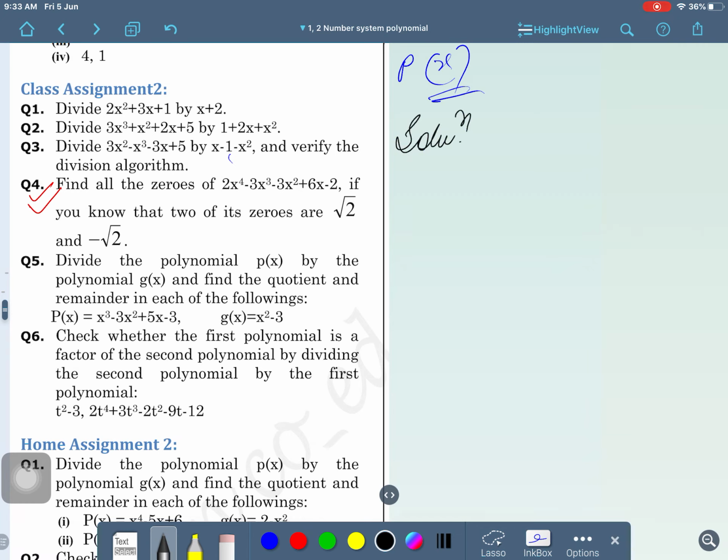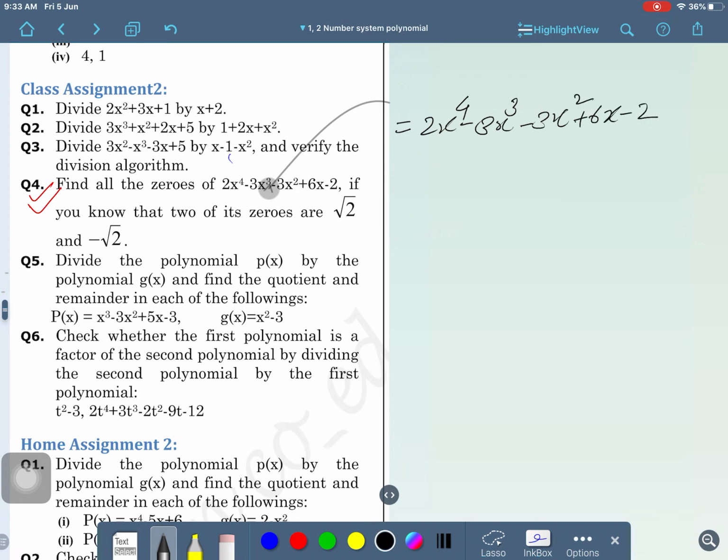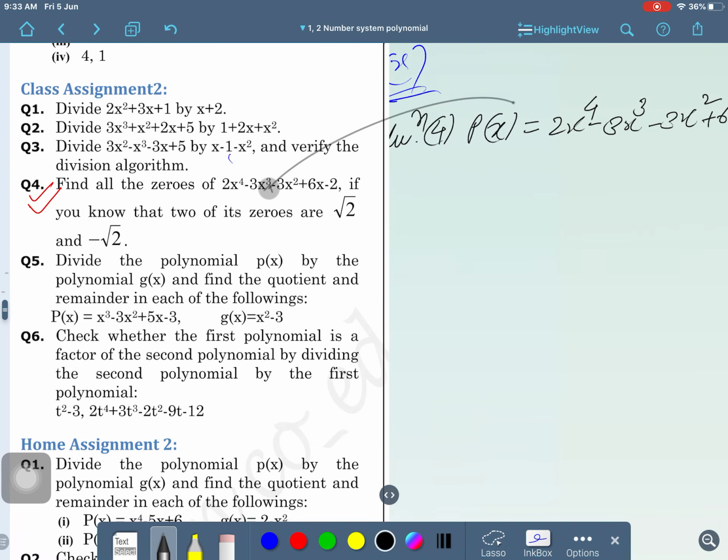Solution number 4 I am talking about. Since p of x, you just have to note down p of x. This I am taking from the question here. Clear, guys? P of x is 2x to the power 4 minus 3x cube, minus 3x square and plus 6x minus 2. Just look at this. This is a polynomial here. 2 of its zeros are given here.